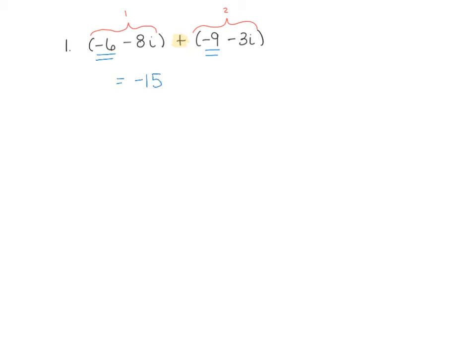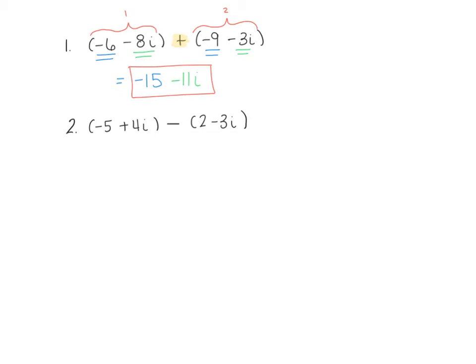And then we'll go back and add the imaginary number parts together. So -8i plus -3i is -11i. We're just getting a total, which means the exponent on that i does not change. We want to write it in a plus bi form, so -15 minus 11i is our final answer.